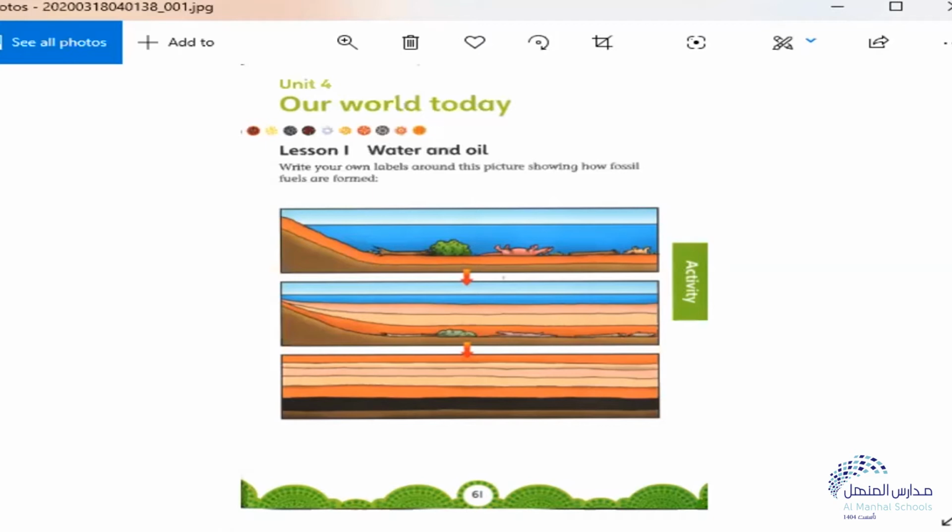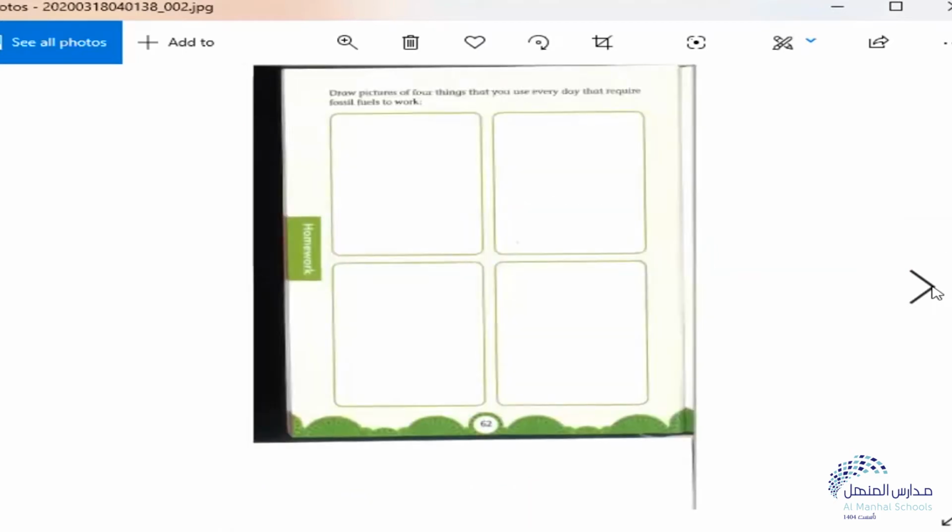Let's go to page 62. On page 62, they must just draw. There are four blocks you can see. The question is to draw pictures of four things you use every day that require fossil fuels to work.